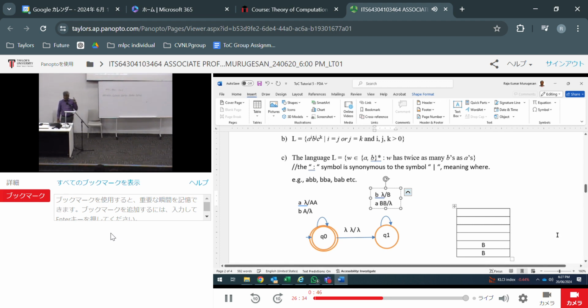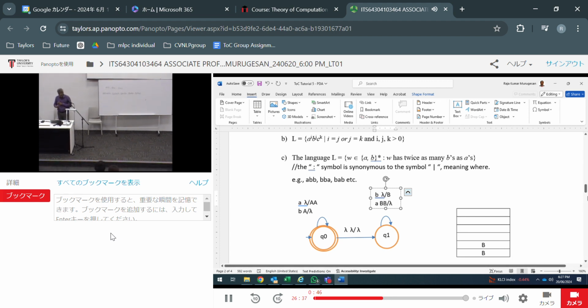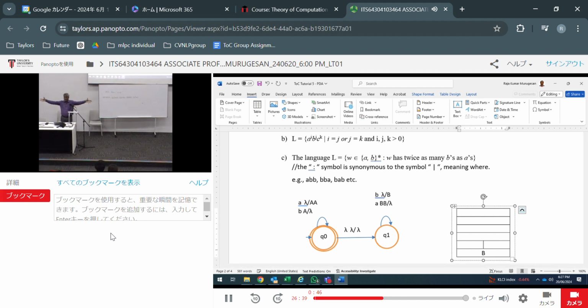Now you are seeing an example. Like we push 2 A's, we can also pop 2 A's, so I'm popping 2 B's. So ABB and BBA have been processed. Now I have to process BAB. Observe me carefully what I'm going to do.